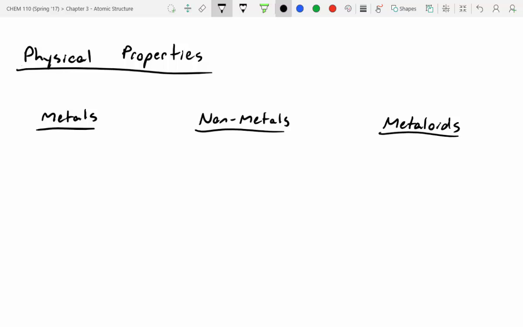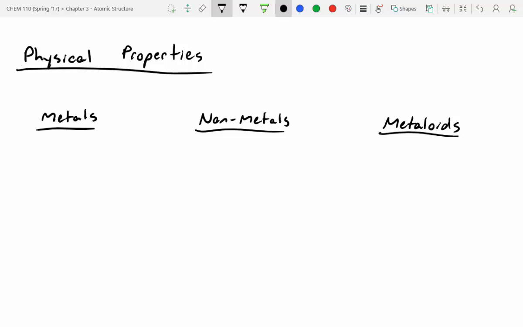How can you determine that something's a metal versus a non-metal? Anybody want to help me? So it could be magnetic. Some metals aren't, though. If you've ever put a magnet up to an aluminum can, aluminum's still a metal, but it's not attracted to the magnet. So that can be used for some metals, but not all metals.